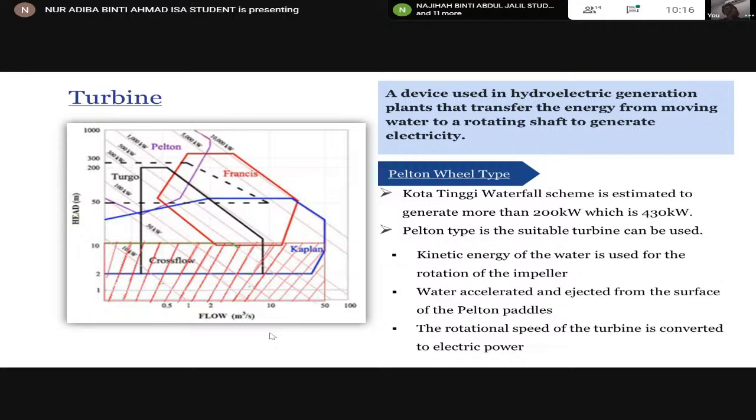rotation of the impeller. Then the water is accelerated and ejected from the surface of the Pelton pedal, which will provide the rotational speed of the turbine. Then it is converted to electrical power.